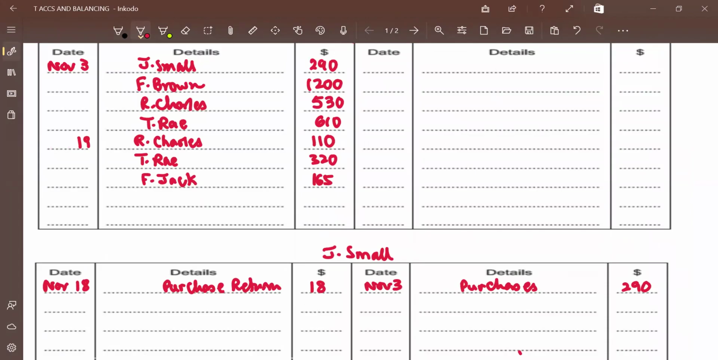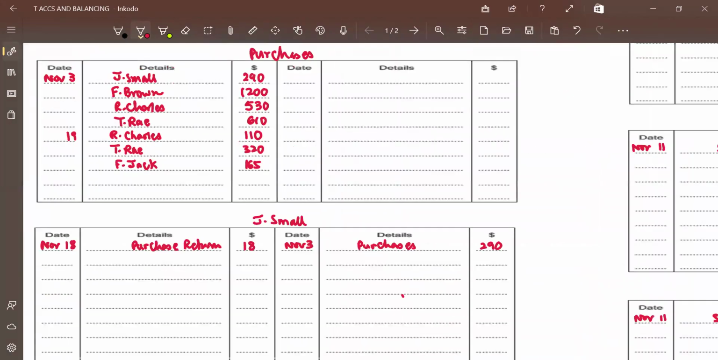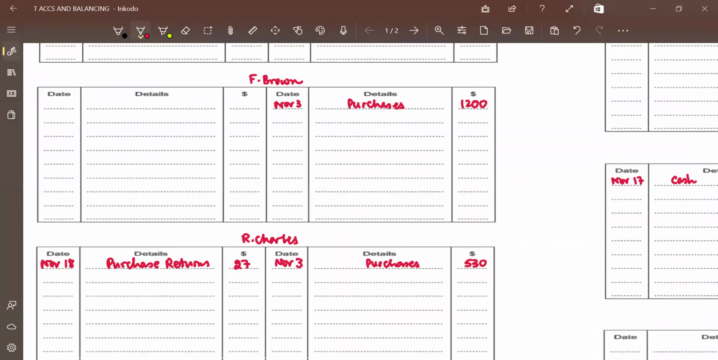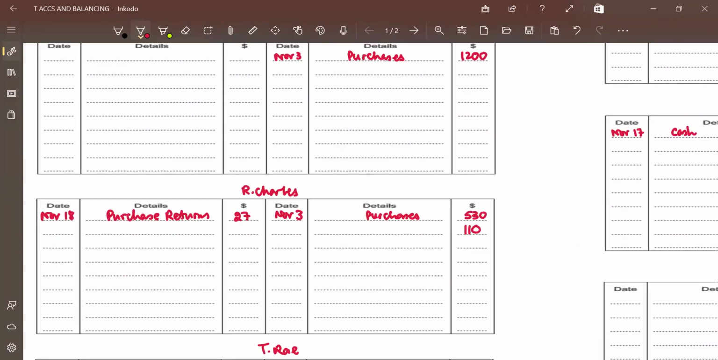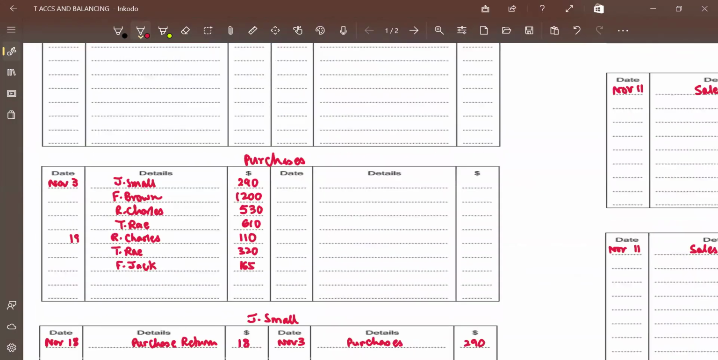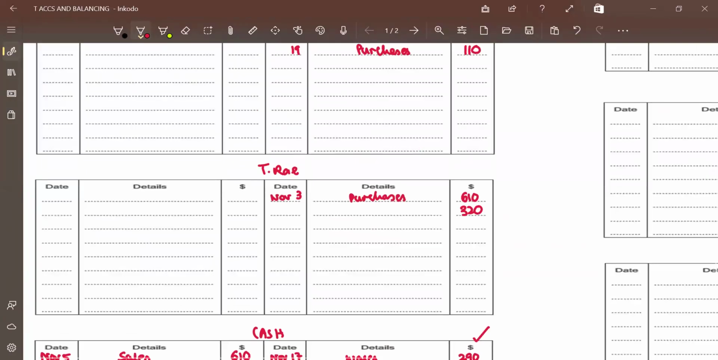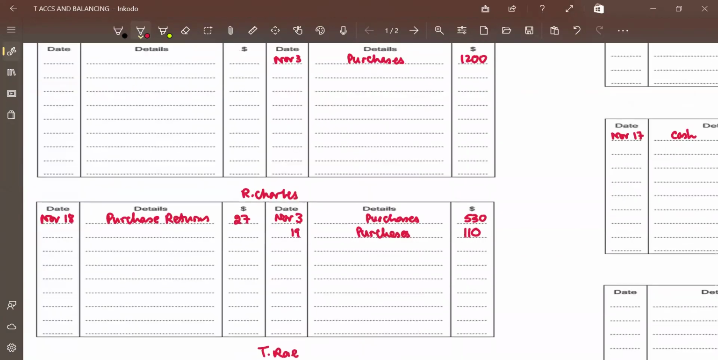It's okay. Then you have a T account already prepared for R Charles. So R Charles is here. You want to go on the credit side because you've bought goods again. This is on the 19th of November, and you'll say that you've bought goods worth $110 again from R Charles. You have a T account for T Ray already made. T Ray, we have to pay him 610 previously because we bought goods again from him on the 19th of November. We owe him more. Liability goes up, it is always credited.